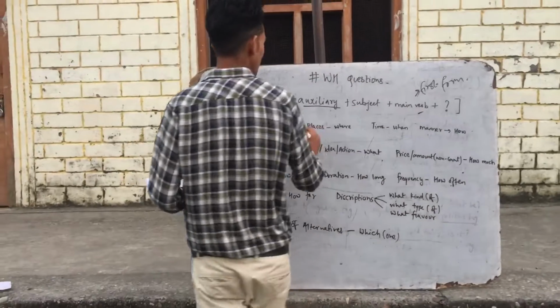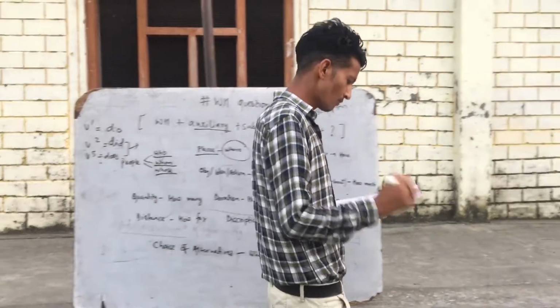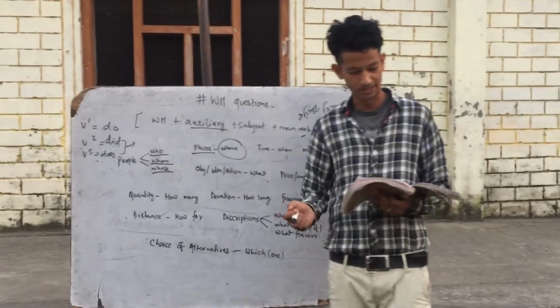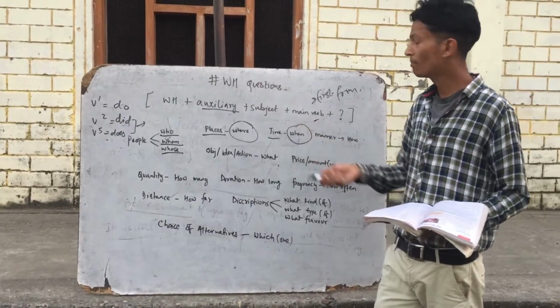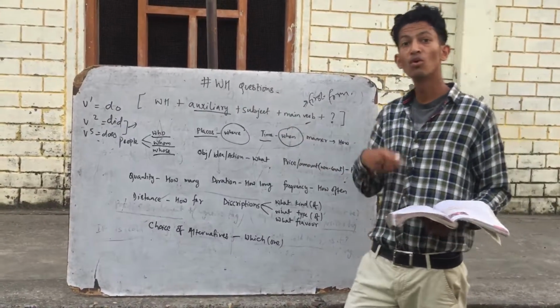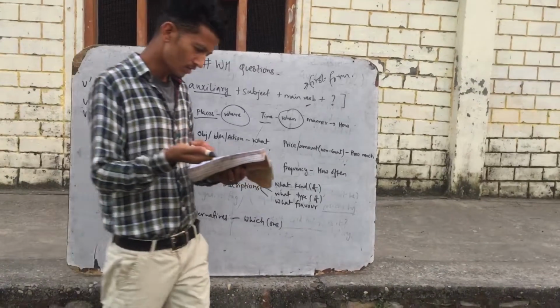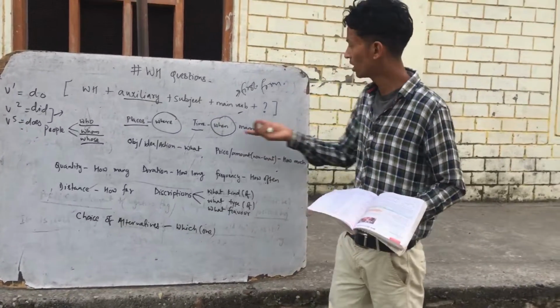Second one says places. For places, we're going to use where. For example, where do you live? We are asking about a place. Now let's talk about time. For time, we're going to use when. When were you born? Or we can say, when have you done it? So we are asking about a time.